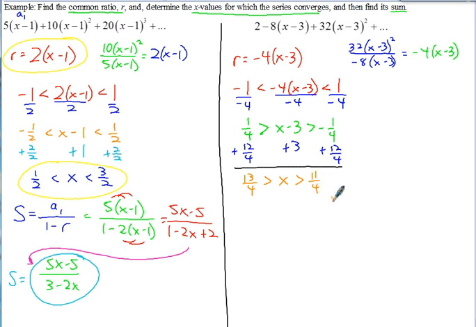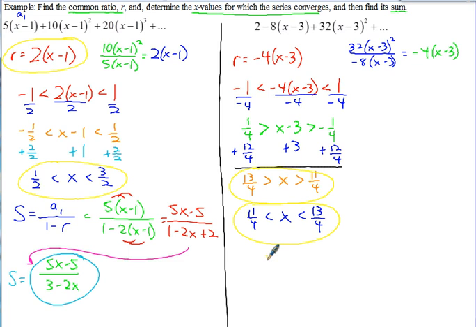So you could leave it like that. That is correct. Oftentimes, though, you'll see these compound inequalities written from low to high because that corresponds more to the number line. So you could also write this as 11/4 is less than x, which is less than 13/4. So that's the range of x values, pretty small range there, where this series would converge.